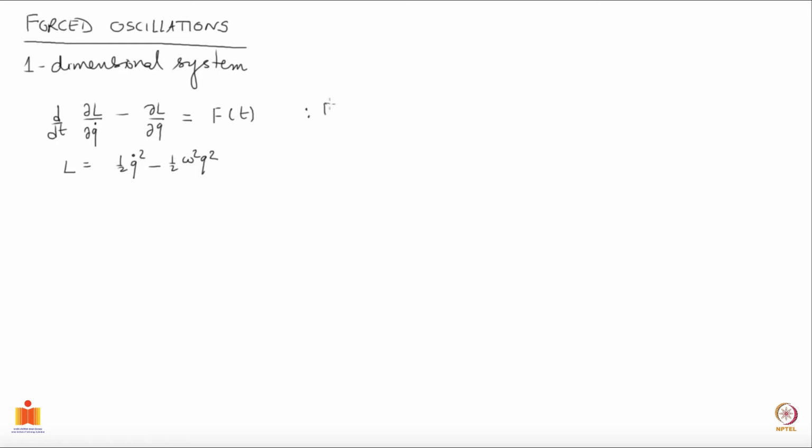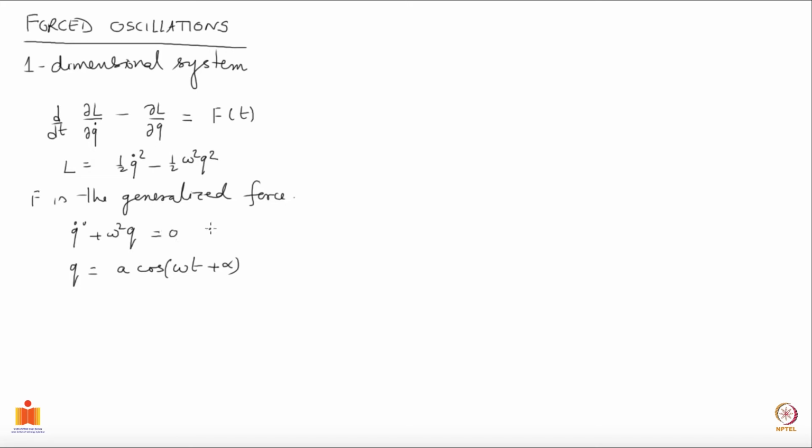Let me write down here F, the generalized force. Now if F is equal to 0, it vanishes, then you have a free system. And the solution to the free case you already know: q is A cos(ωt + α). And your equation of motion in this case is q̈ + ω² q = 0. And remember, this is a homogeneous equation.